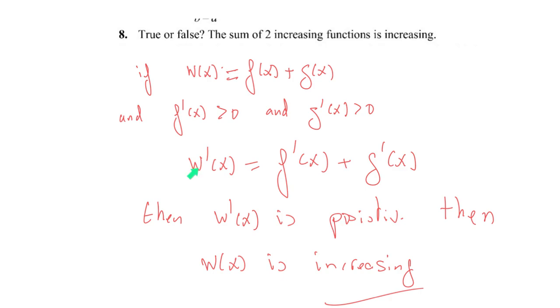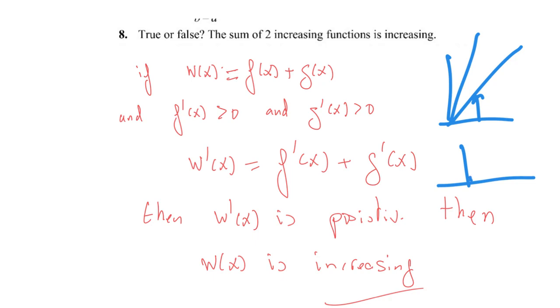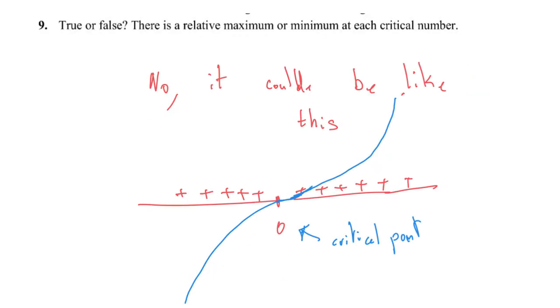So omega prime of x will be positive. If omega prime of x is positive, it's because omega of x is an increasing function. And this proves that the sum of two increasing functions is increasing. It's also simple to see that if you have one increasing function like this, and another one like this, and you make the sum of the two, the new function will be something like this, with a bigger slope, and it will also be increasing. So this is the question. Now let's go to another question.